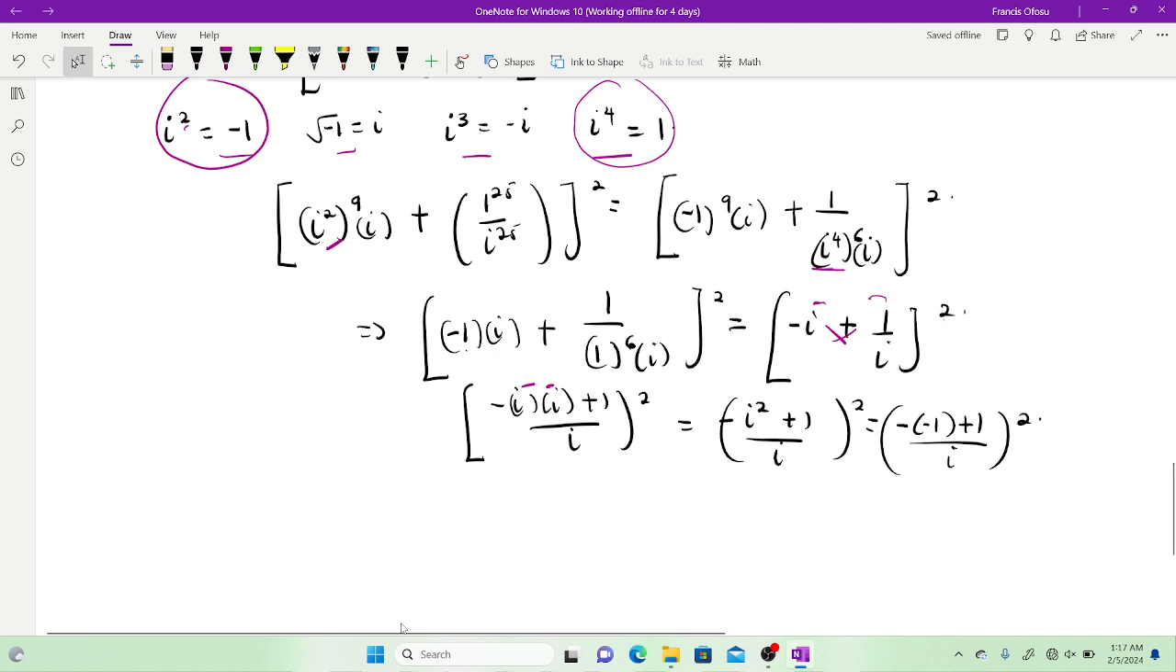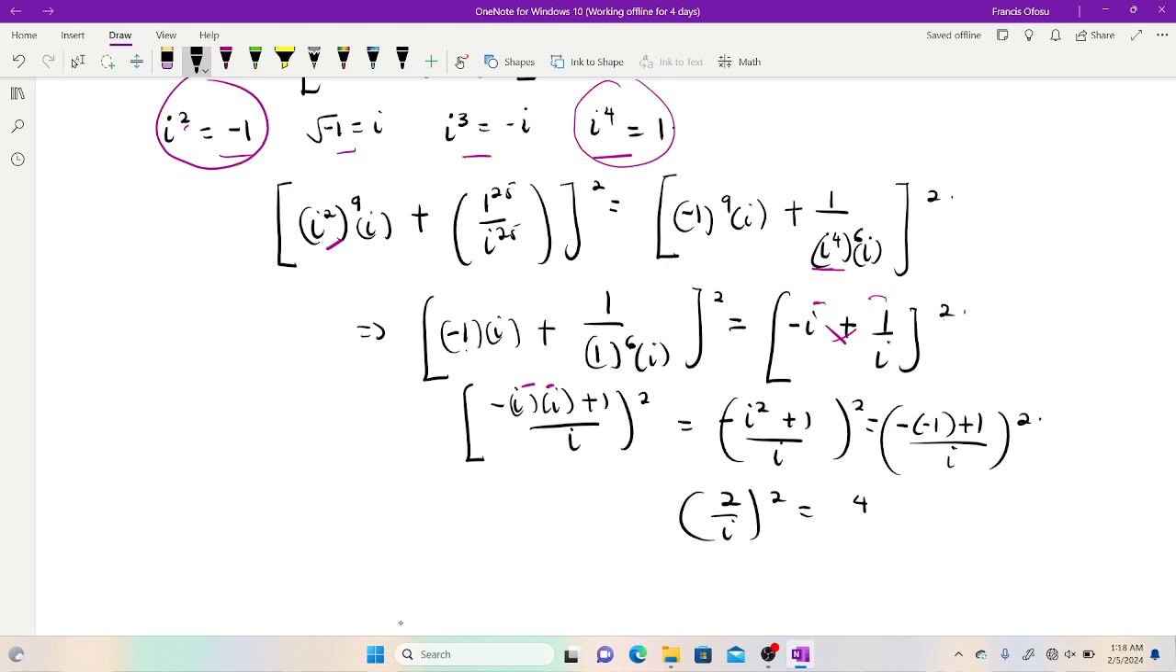So at this point, I'm going to have negative 1 by 1, negative 1 is negative; negative by negative 1 is positive. So I'll have 1 plus 1, which is 2, over i, all squared. And this is giving me 2 squared, which is 4, over i squared, which is negative 1 from this side. So the answer is negative 4.